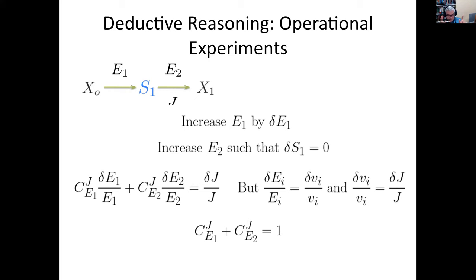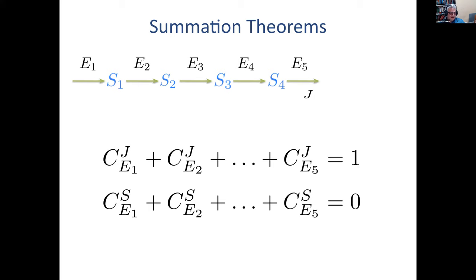Now, it turns out this is completely general. It doesn't matter whether the pathway is a linear chain, a branch, or cyclic. It doesn't matter if you have feedbacks. This result is always true. There's an opposite result to this, which matches it, which is that the sum of the concentration control coefficients is equal to zero. So they're basically complementary. You can't have one without the other. These are what are called the summation theorems.